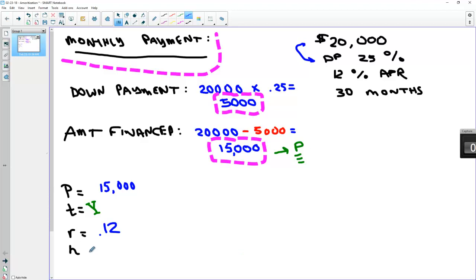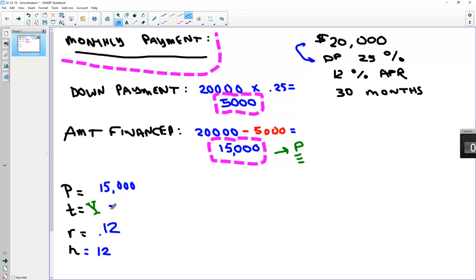And then N is going to be the number of times it's compounded per year. So we're going to go 12.